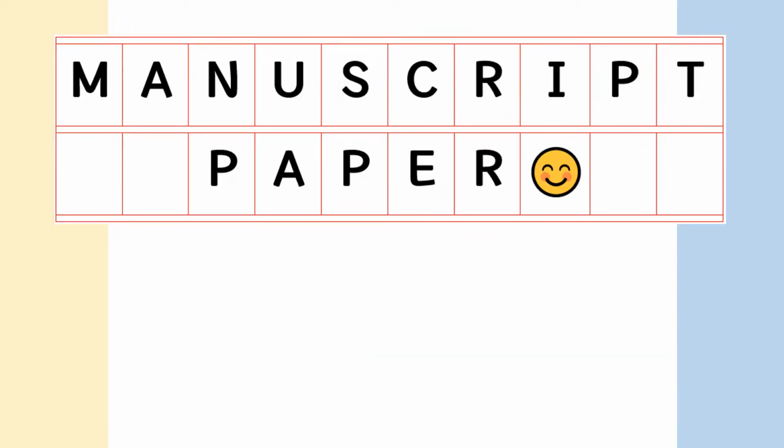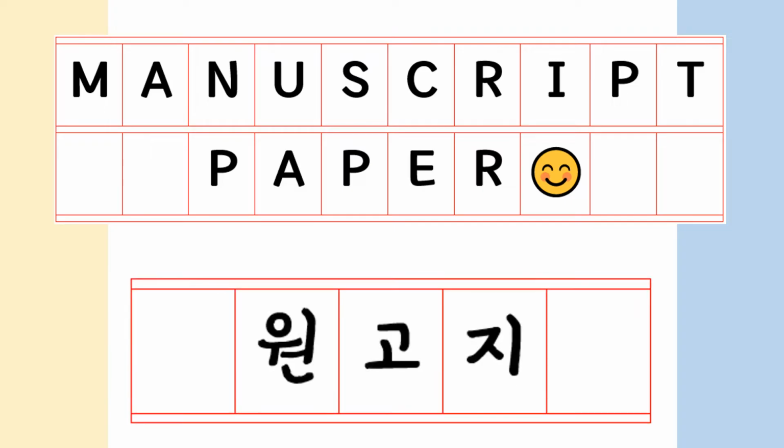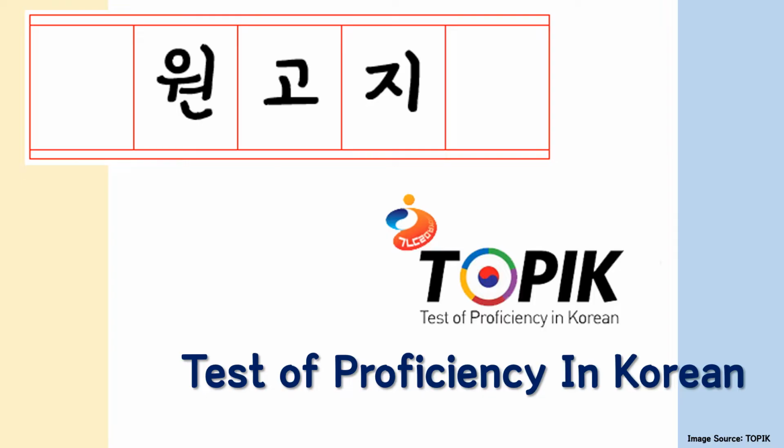Manuscript paper in Korean is Wongoji. Wongoji is used in South Korea for writing practice starting from elementary school. It's also used by foreign learners when taking the TOPIK exam to assess their Korean language skills. Knowing how to write correctly on manuscript paper will be helpful for you when you take the TOPIK exam in the future.